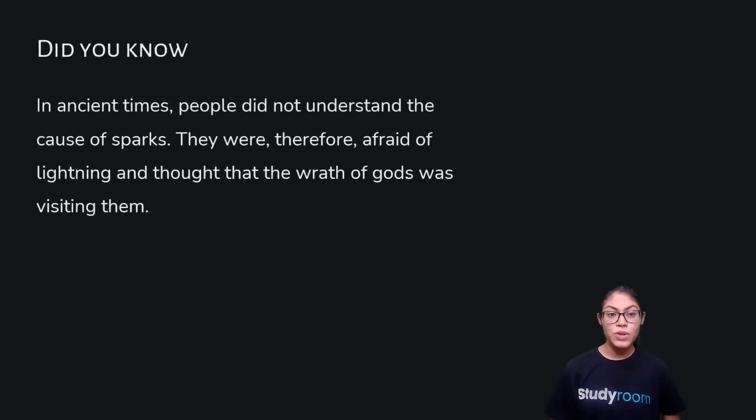So, did you know this? That in ancient times, people did not understand the cause of sparks. They were therefore afraid of lightning and thought that the wrath of gods was visiting them. This is very impractical. Obviously, there is a very huge reason behind lightning, how it occurs and why it occurs. During those ancient times, science hadn't progressed so much. So that's why people used to believe that the wrath of gods was visiting them, but that is not the case. It is because of the accumulation of charges that lightning occurs, right?